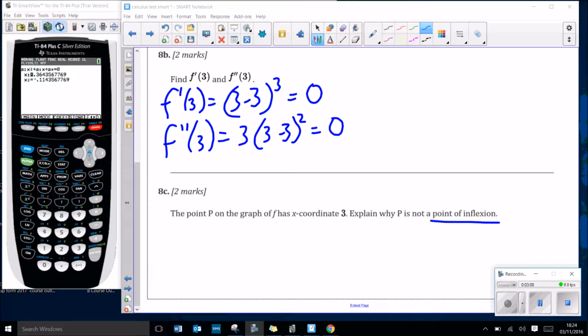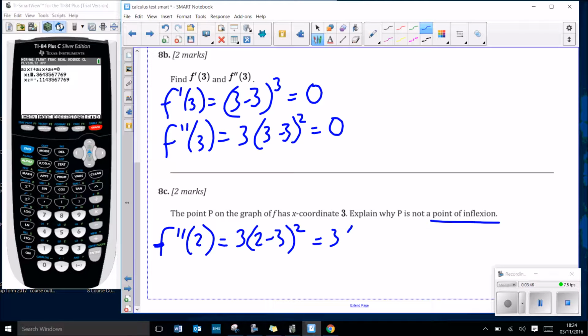You've actually got a couple of different options here. You can either look at the second derivative and see if that changes sign, or you can look at the nature of the gradient on either side. So I'm going to focus on the second derivative. We've looked at the second derivative when x is 3, so I'm going to look at the second derivative when x is 2. So if it was 2, it would be 3 brackets 2 minus 3 squared, which is 3 times 2 minus 3 is negative 1 squared, so that's a positive value.